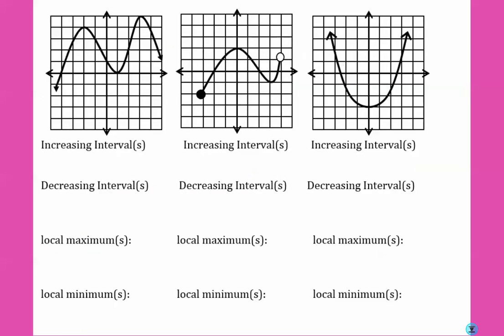So again, I'm going to use some color coding today to help you guys see this. I'm going to do my increasing intervals in pink. So we're always looking at the graph as we move from left to right. So if we're on here and we're moving to the right, you can see my cursor is moving up until we get to this point. Then it starts to go down. So we're increasing till here.